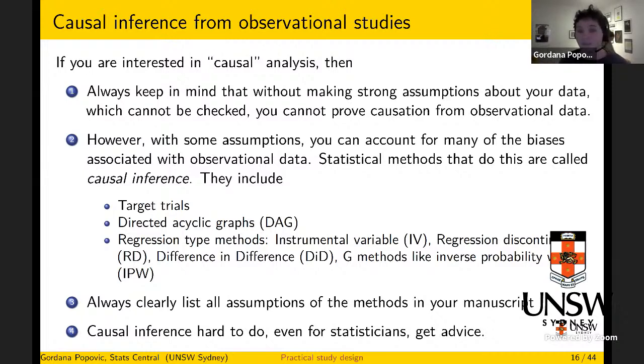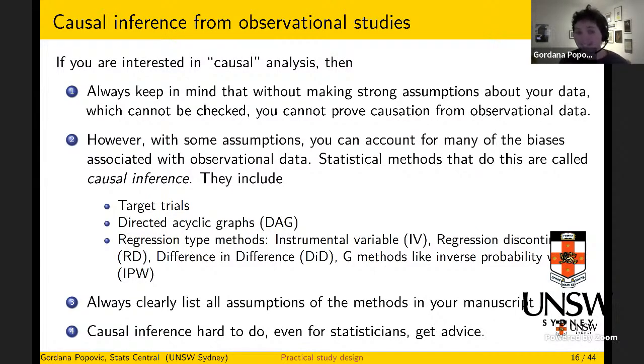These tools and statistics are called Causal Inference. They include things like target trials, DAGs, instrumental variables, inverse probability weighting, things like this. So if you're really interested in a causal link between two things and all you have is observational data, I would suggest you have a look at these things.